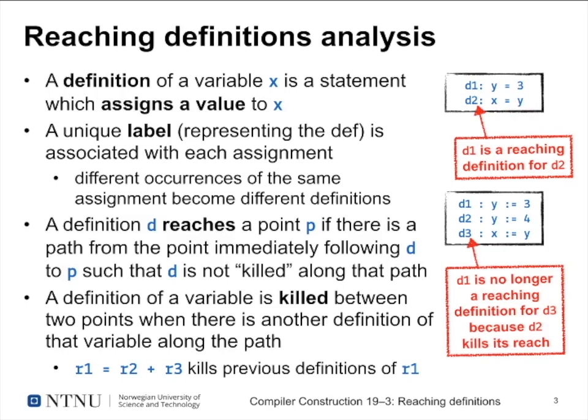In the example below here, we have another instruction in between. We have the first instruction y equals 3, the second instruction y equals 4, and the third instruction x equals y. So d1 here is no longer a reaching definition for d3 because we have another assignment in between, which assigns a new value to y. So we see that the definition of a variable is killed between two points when there's another definition of that variable along the path. For example, an assignment r1 equals r2 plus r3 kills any previous definition of r1 that came earlier in the path.